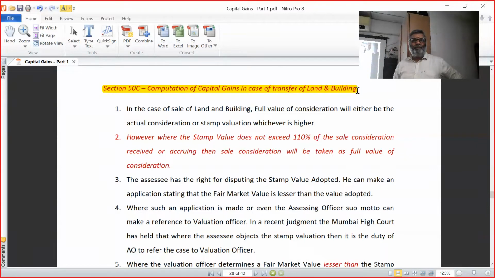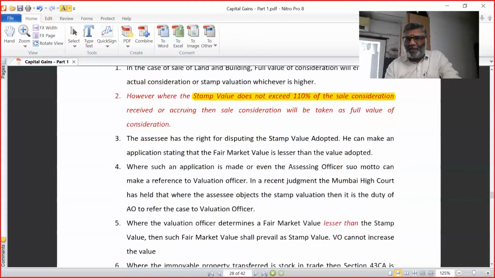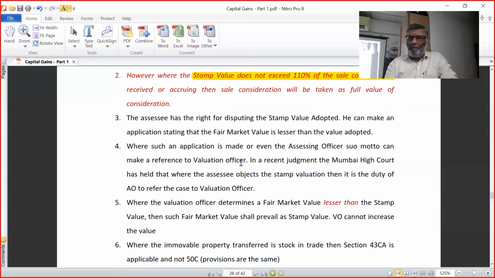However, where the stamp value does not exceed 110% of sale consideration, 10% tolerance limit, we call this as tolerance to the extent of 10%. Stamp value not exceeding 110% means take actual consideration itself. However, where the stamp value does not exceed 110%, then the sale consideration, that is actual consideration, will be the full value of consideration. Assessee has the right to dispute the stamp value.